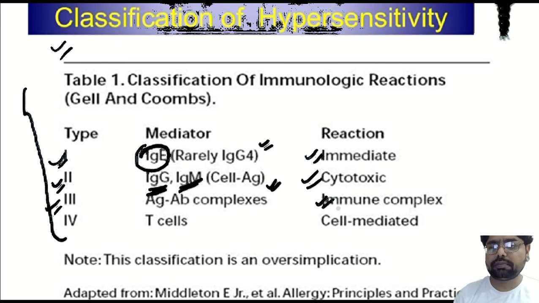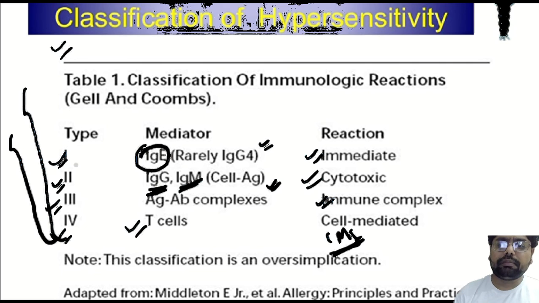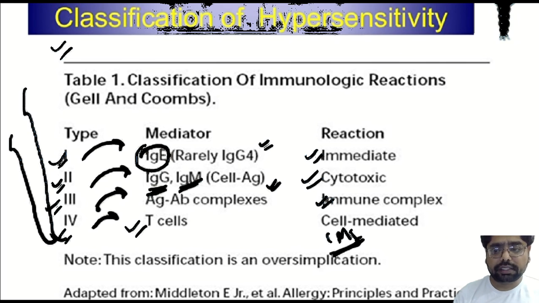Type 3 is mainly mediated by antigen antibody complexes, the immune complexes. So this reaction is mainly involved with the immune complexes. And type 4 hypersensitivity reaction mainly deals with the T cells, and this is a part of the CMI, that is cell mediated immunity. These are the important parts which must be kept in mind. The most important thing to remember here is that type 1 is mediated by IgE, type 2 is mediated by IgG, type 3 is mediated by antigen antibody complexes, and type 4 is mediated by the T cells.